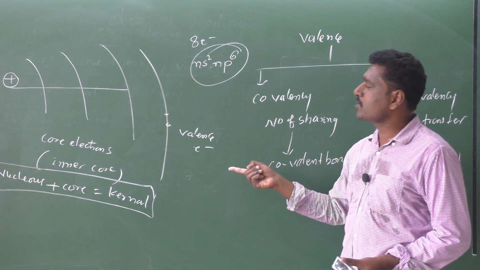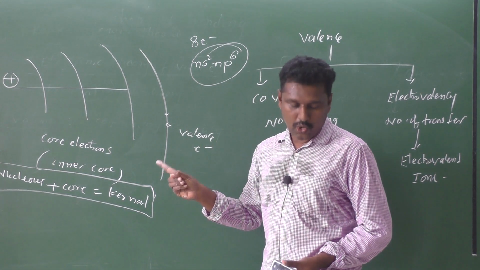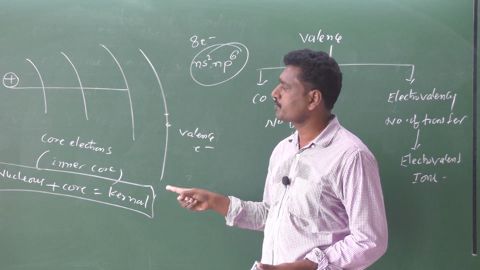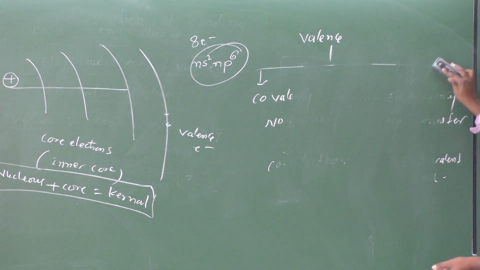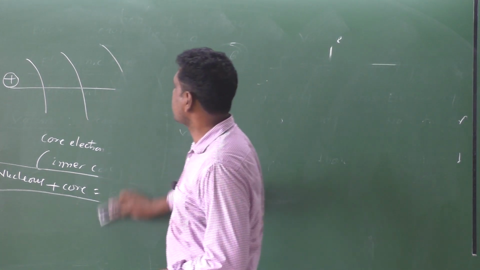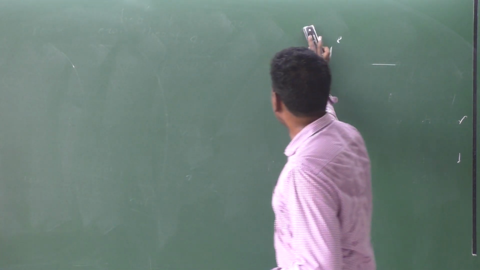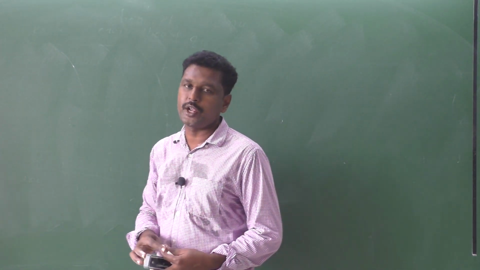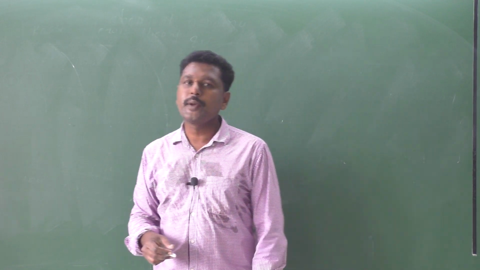Outermost electrons are called valence electrons. Inner core electrons are called core electrons. Nucleus plus core electrons are called kernel. I will give an example for this. Only valence electrons are responsible for chemical bond formation.